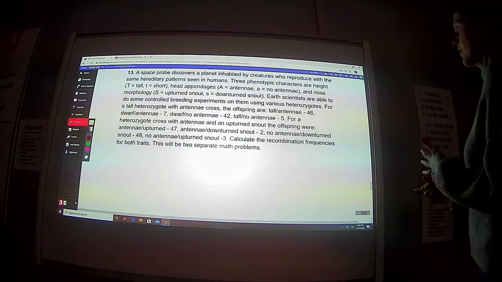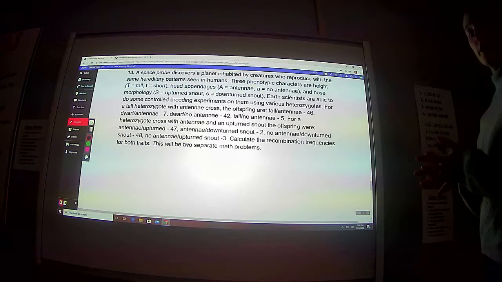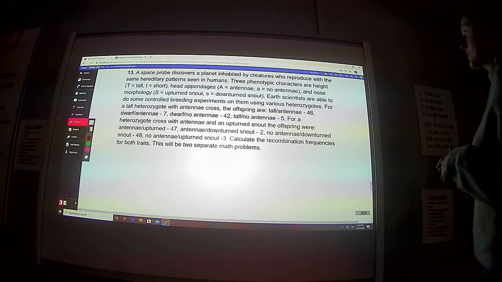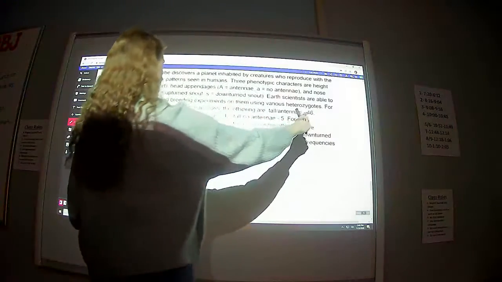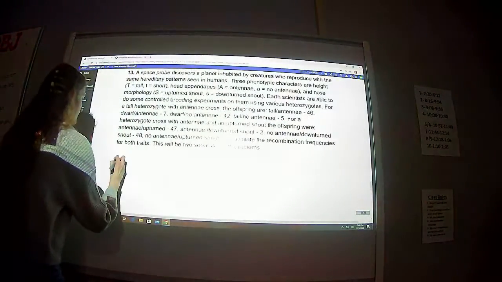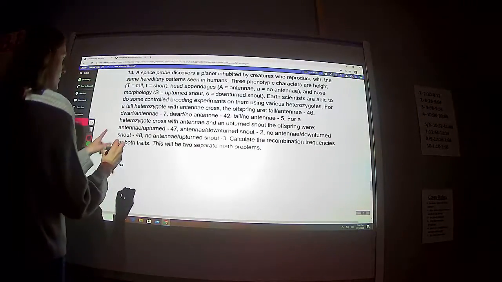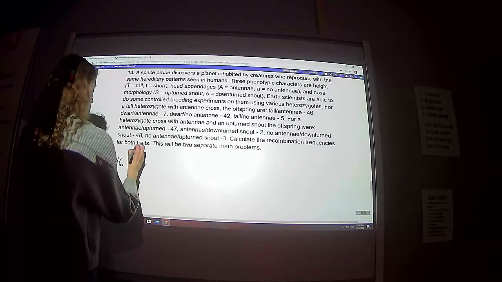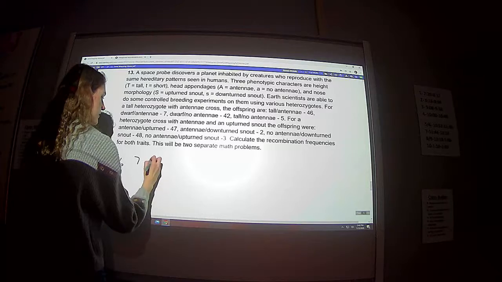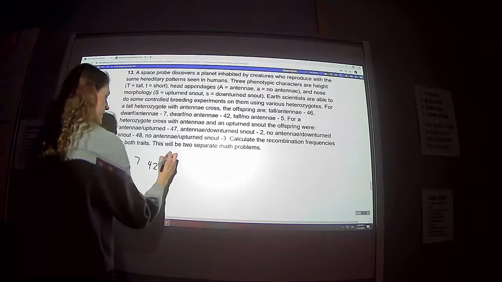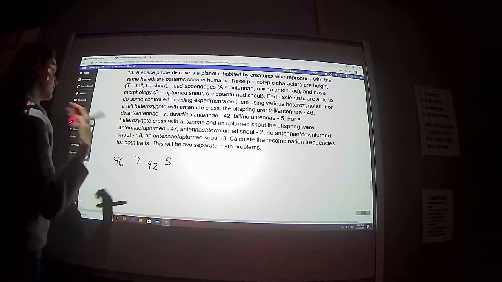Whenever you're looking for recombination frequencies, remember those are the things that show up in the smaller amounts. So we have numbers here. Tall antennae is 46. Dwarf antennae is 7. Dwarf no antennae is 42. And tall no antennae is a 5. So those are our numbers for the first one.